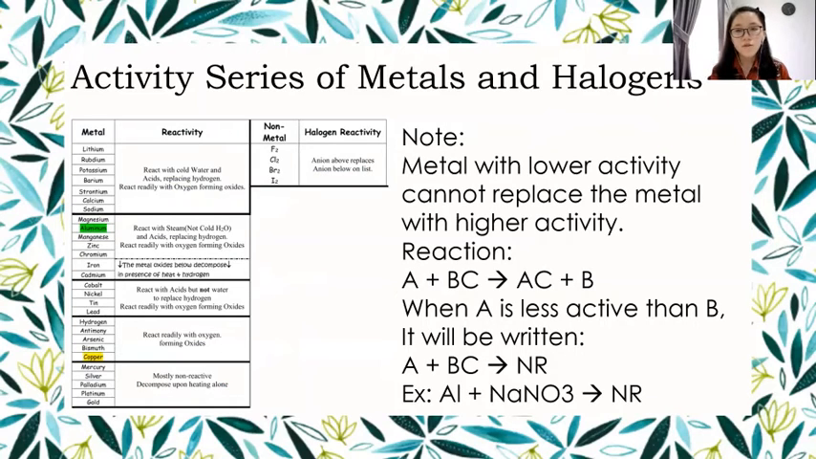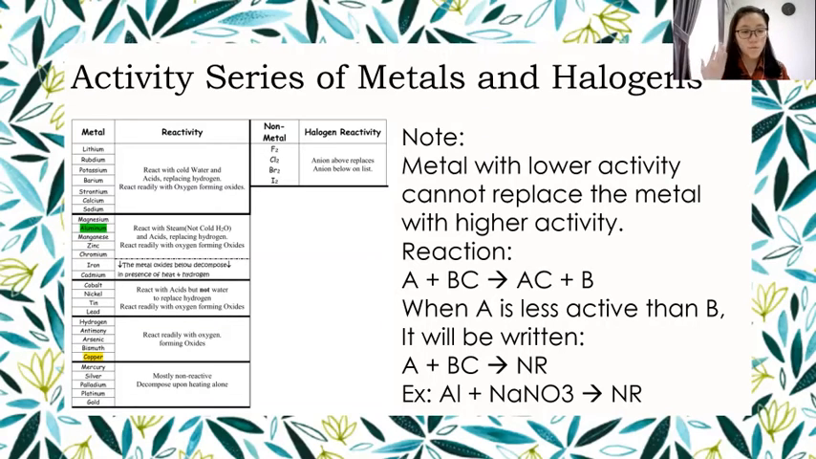And now I'm going to explain about the activity series of metals and halogens. The tables are divided into 2 for metal and non-metal. For metal, they are divided into 5 groups, from the most reactive one until the least reactive one, from top to bottom. The first group is lithium until sodium, and they can react with cold water, acids replacing hydrogen, and react readily with oxygen forming oxide.